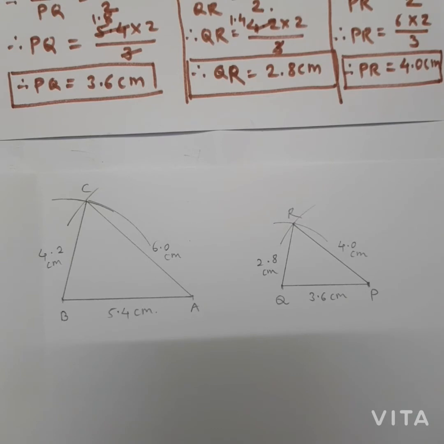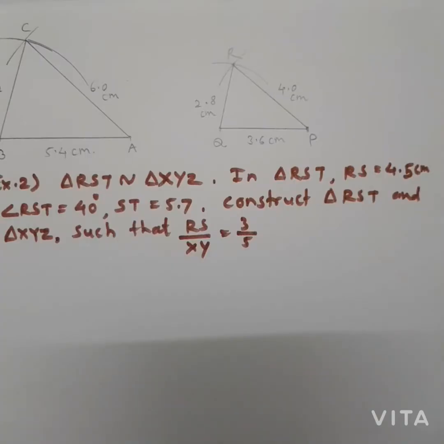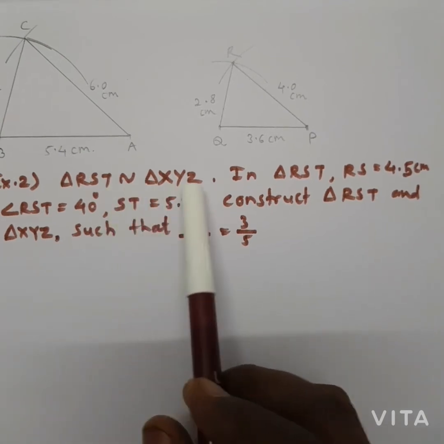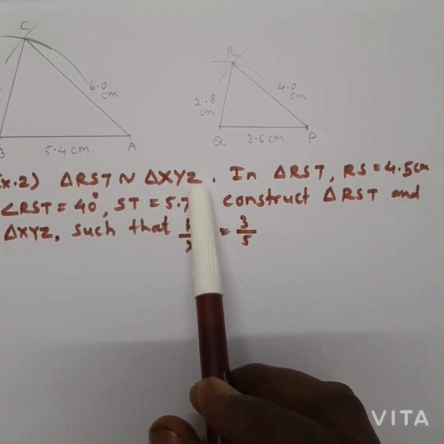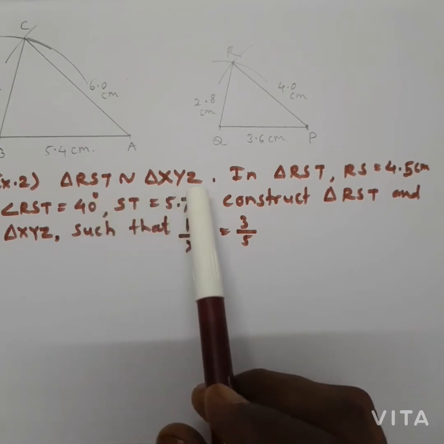Examples are constructions in which one point is common in these two triangles. If one point is common, then how do we construct them? We will first see one more example in which there is no common point between two triangles. Here, triangle RST is similar to triangle XYZ. Two triangles are given, RST and XYZ.